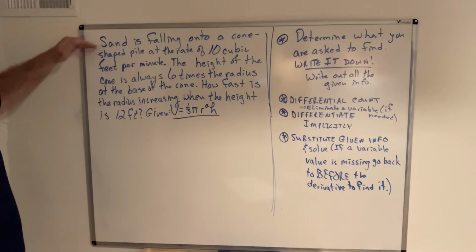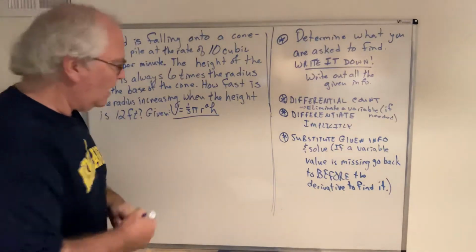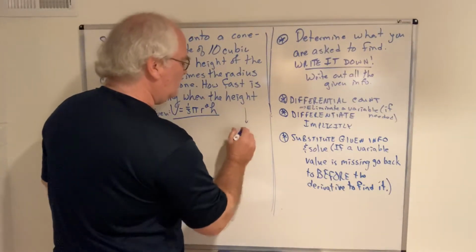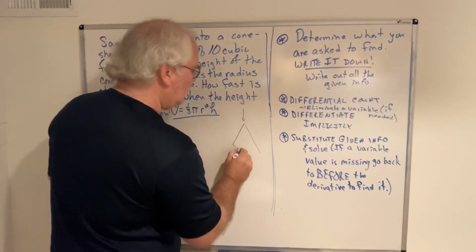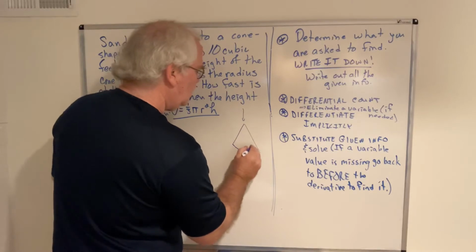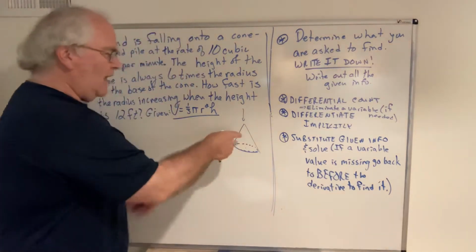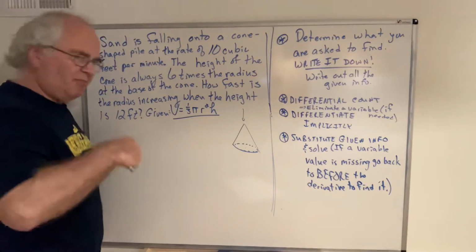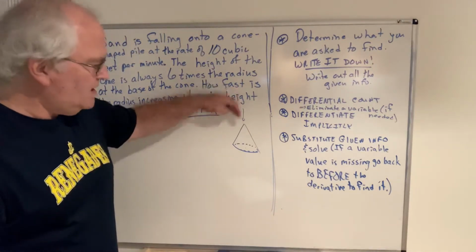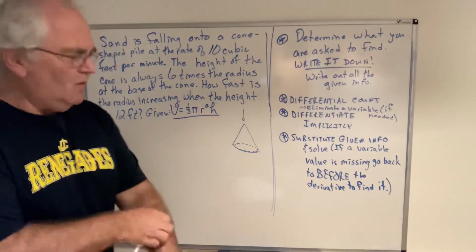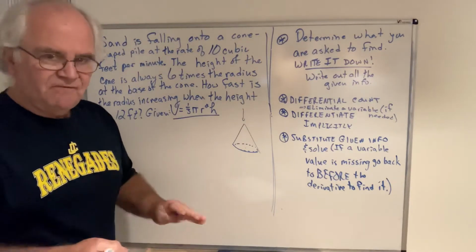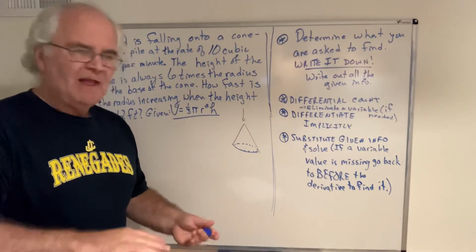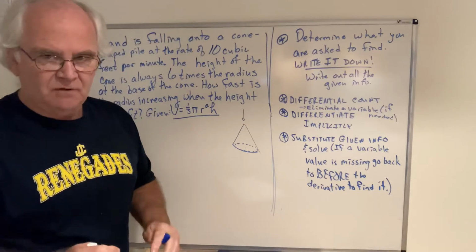Sand is falling onto a cone-shaped pile at the rate of 10 cubic feet per minute. So we're at a quarry somewhere, and when we drop sand onto a pile, that sand will conform roughly to the shape of a cone. Now, the steepness of the cone depends upon the coarseness of the material being dropped on. If you drop gravel, the size of the cone, the steepness of the sides will be different than if you're dropping very fine sand. That will be different than if you're dropping very coarse gravel.